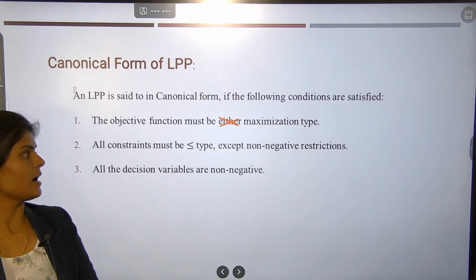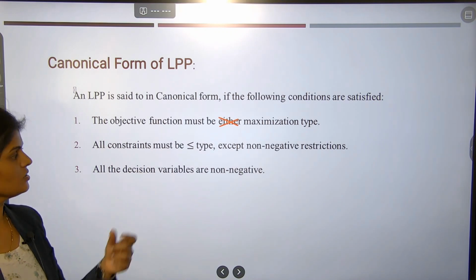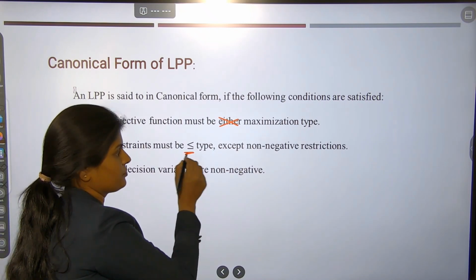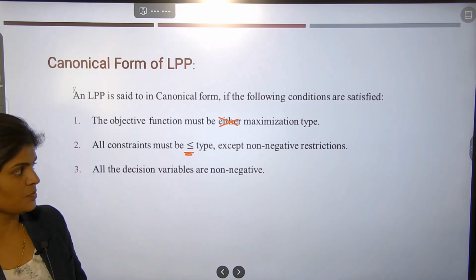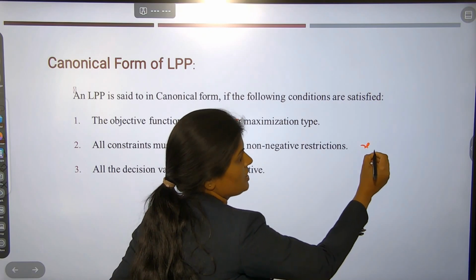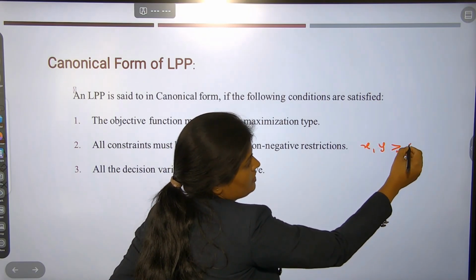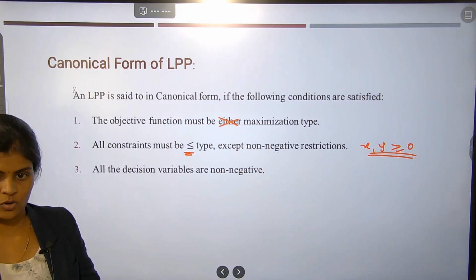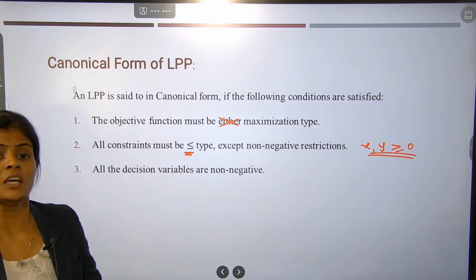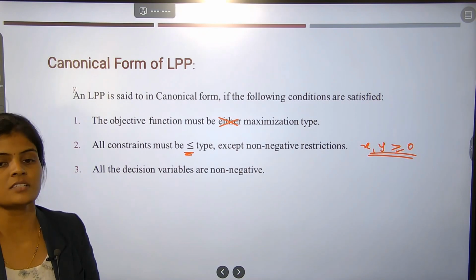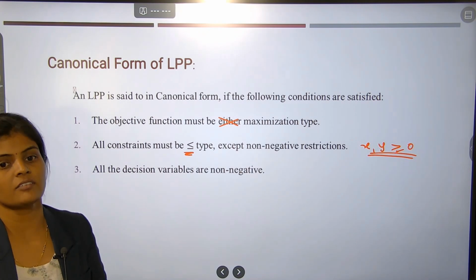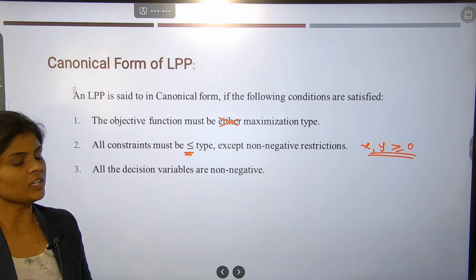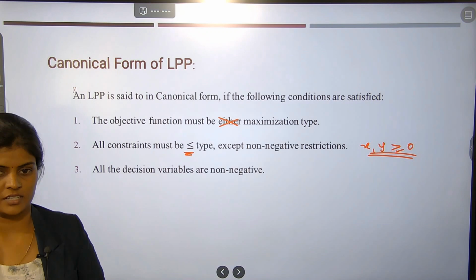The second condition tells that all constraints must be of less equal type, except the non-negative restriction, which is the last restriction, x, y greater equal 0. Except that condition, all constraints or other equations must be of less equal type. If any constraint is of greater equal type, then we convert that greater equal type into less equal type by multiplying by -1 throughout this constraint.